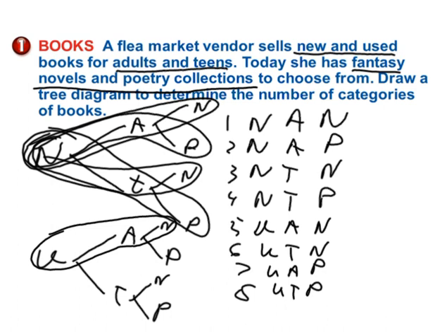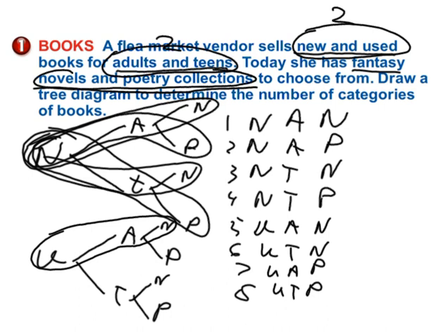Just a reminder here, there's 2 choices to make here. There's 2 choices to make here. And 2 choices between the novels and the poetry. So it's 2 choices, 2 choices, and 2 choices.